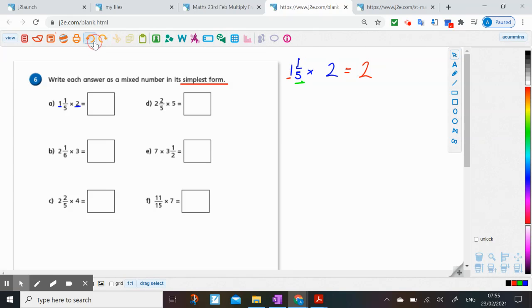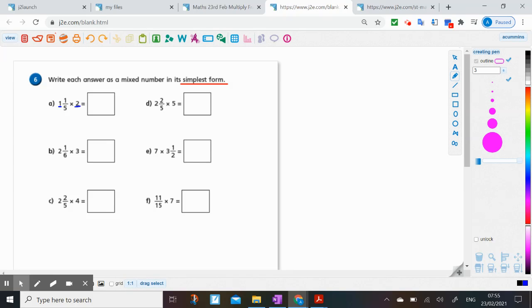So that's option 1. So what I'd like you to do is to try option 1 for me to answer B. So let's put it up here. 2 1/6, and we're multiplying by 3. So I'd like you to try option 1 for me now.